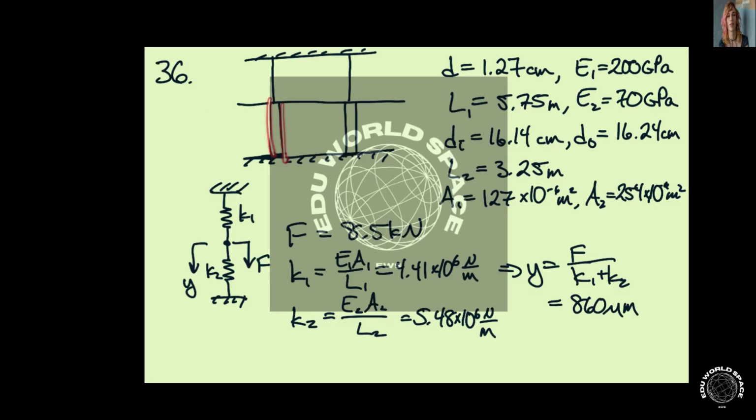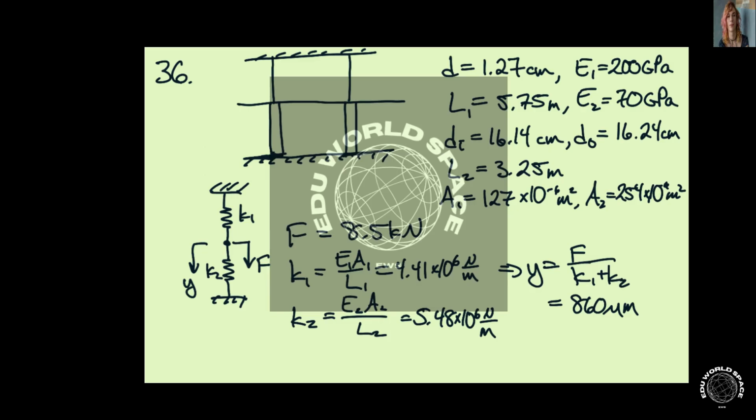This cable here has a length of 5.75 meters. The columns below are circular cylinders, so hollow, with an inner diameter of 16.14 centimeters and an outer diameter of 16.24 centimeters. And they are 3.25 meters tall, and they're made from aluminum, which has a Young's modulus of about 70 gigapascals.